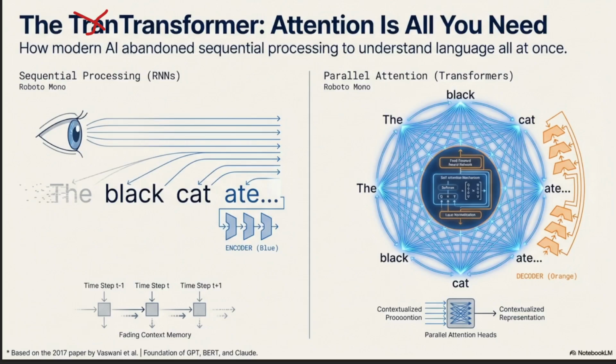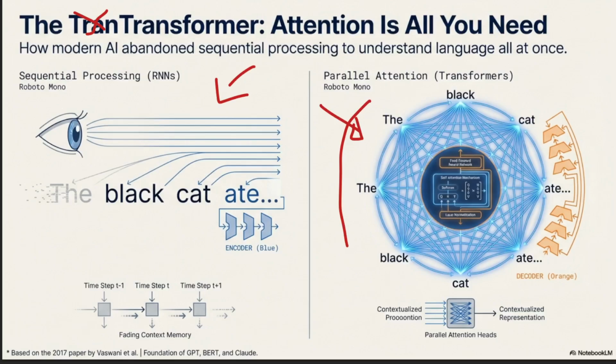So today we're deconstructing the architecture that changed everything, the transformer. As illustrated here, the fundamental shift in AI was moving from the sequential processing of recurrent neural networks to the parallel attention mechanism of transformers. So this is the RNN architecture, this is the transformers.